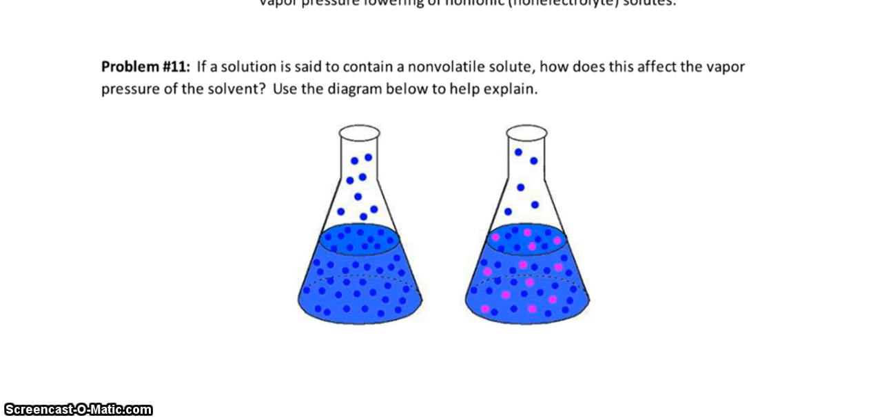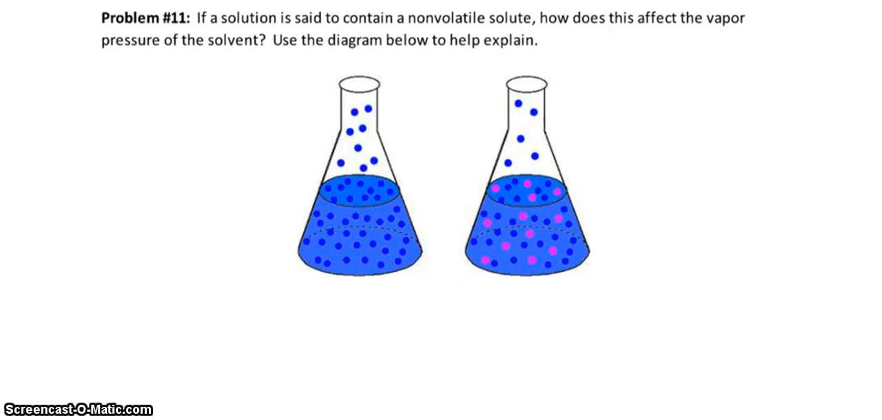Okay, welcome back. So the beaker on the left is a pure solvent, and the one on the right has a solute in it. So notice what's going on. The beaker on the left looks like 8 molecules of solvent in the gas phase, and the beaker on the right has only 5. So there are fewer molecules in the gas phase, therefore the vapor pressure has decreased. Okay? Let's continue going down here.